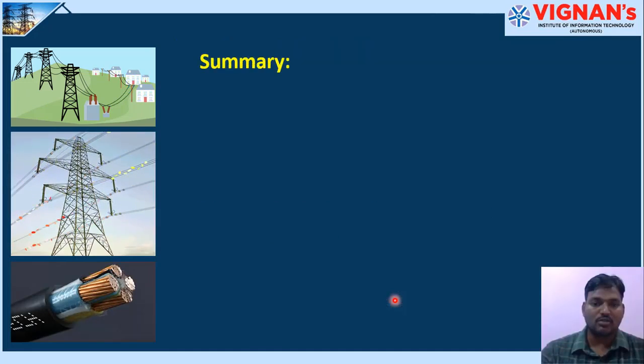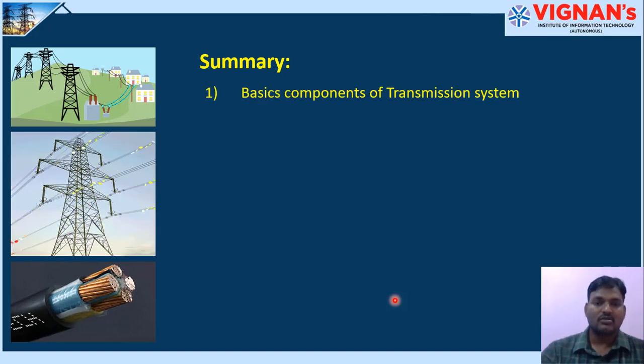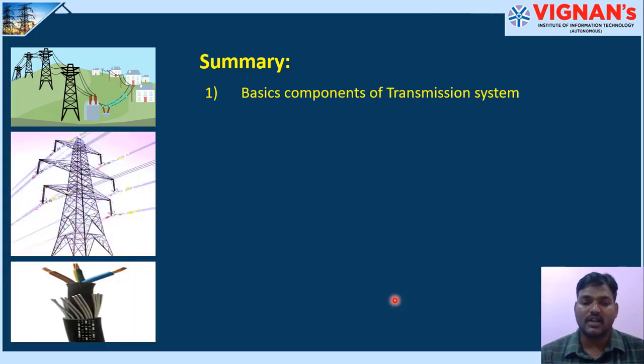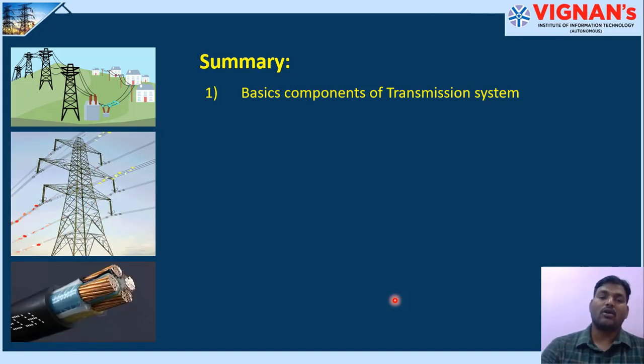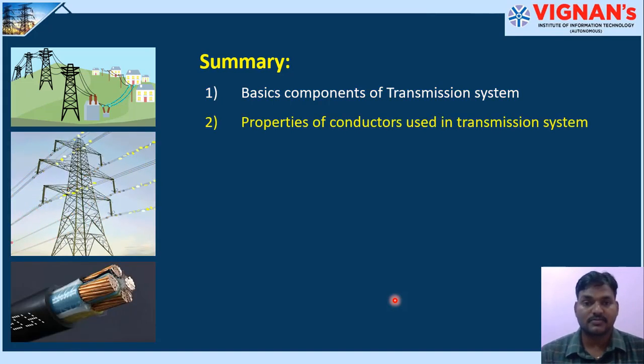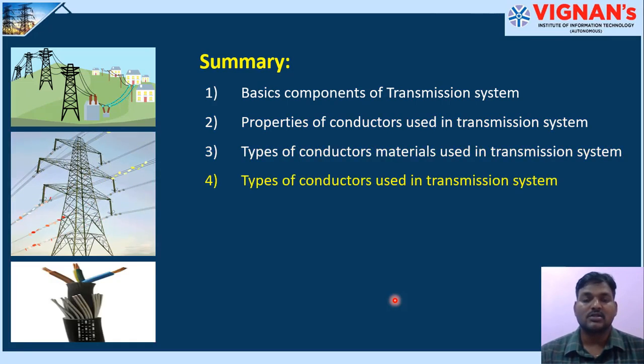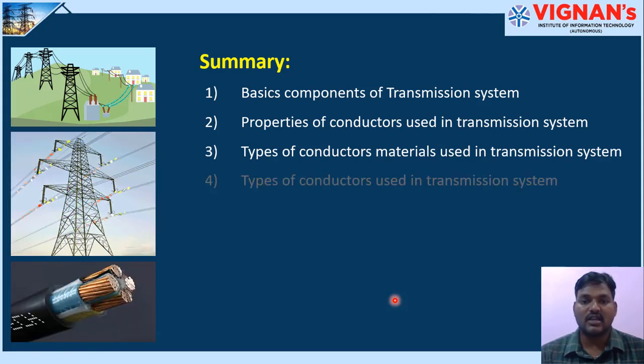So in this lecture, we have studied what are the basic components of transmission system, like what is the meaning of insulator, what is the meaning of power transmission tower, what is the meaning of cross arms, and what are the conductors. What are the different types of conductors, what are the properties of these conductors, and different types of conductors that are used for transmission system along with the materials used.